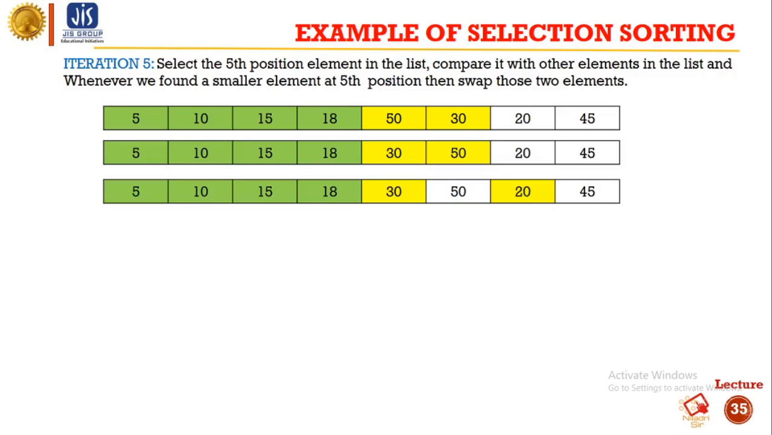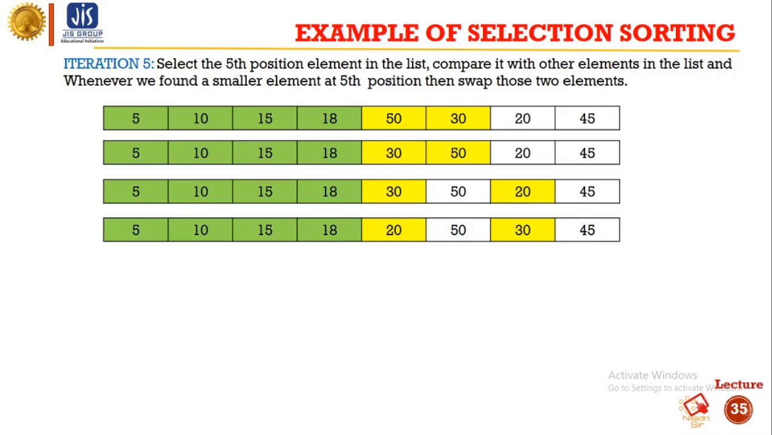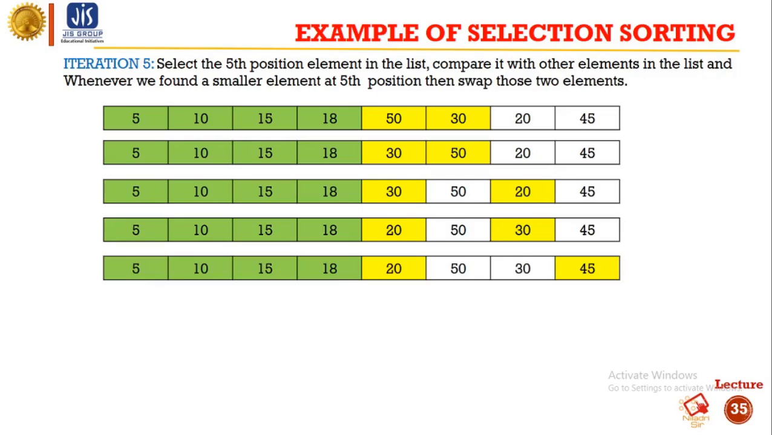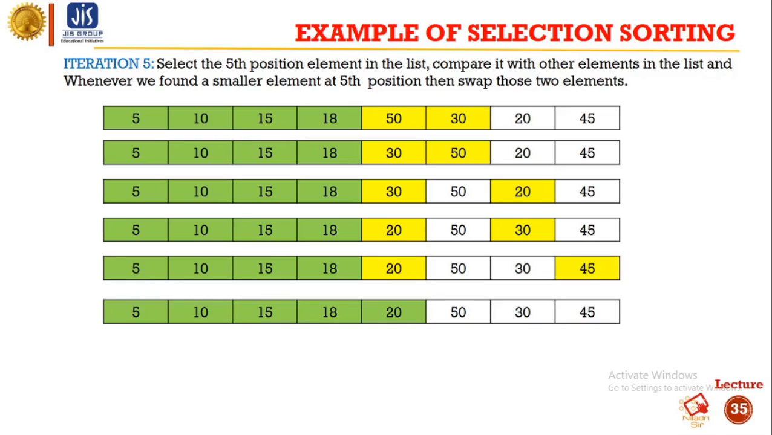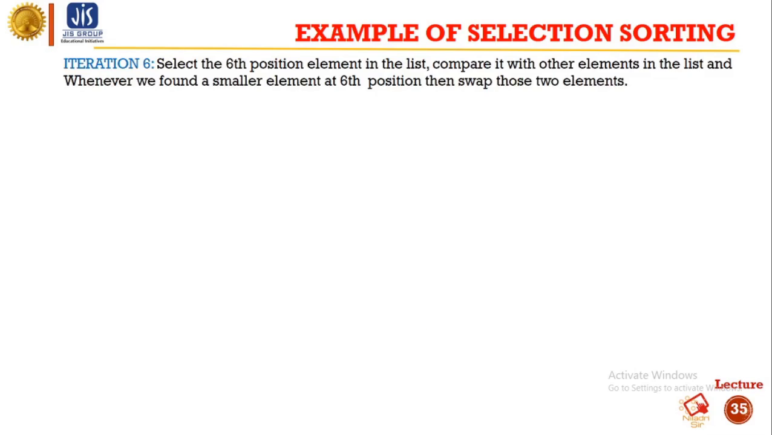Next, 30 will be compared with 20. As 20 is smaller than 30, there will be a swapping. So 20 came to the fifth position. Next, 20 will be checked with 45, and 45 is greater than 20, so there will be no swapping. So after iteration 5, 20 came to its final position, or we can say that we get our fifth smallest element. Now we'll move to iteration 6.